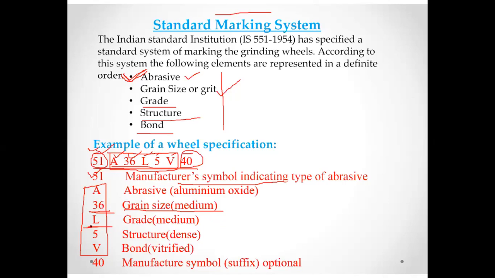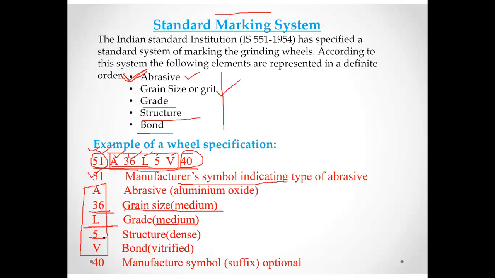So A to Z. If it is starting, A, B, C means it is a soft wheel. As it goes toward the end of the letters, it becomes hard. L is coming in the center of the alphabet, so this is considered medium. So medium grade. And the third one is structure.